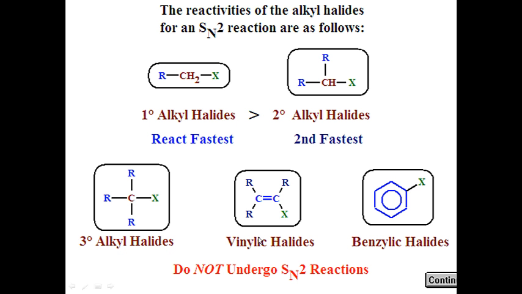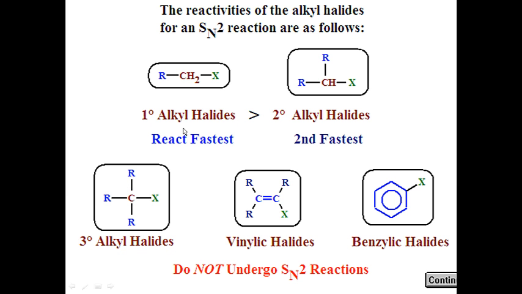Now, when you do substitution in the bimolecular mechanism, we can measure the relative rates of reactions of primary, secondary, and tertiary halides. I'm not going to do much with vinylic, which means the halogen is attached directly to the double bond, or benzylic halides, where the halogen is attached to an aromatic functional group. I'm not going to worry about those. I'm going to worry about primary, secondary, and tertiary. And here's what we find.